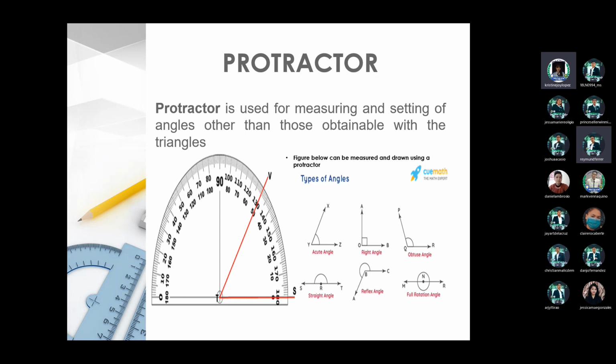Protractor is used for measuring and setting angles other than those obtainable with the triangle. A protractor is a measuring instrument typically made of transparent plastic or glass for measuring angles. Some protractors are simple half disc or full circle, while more advanced protractors such as the level protractor have one or two swinging arms which can be used to help measure the angle.